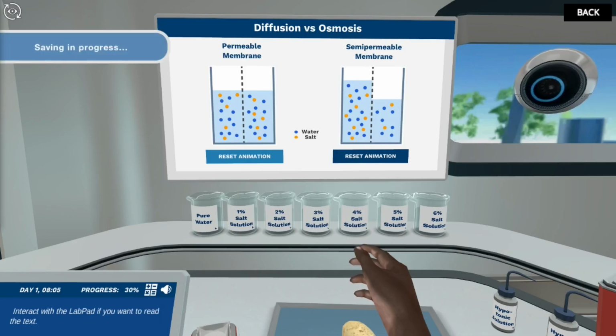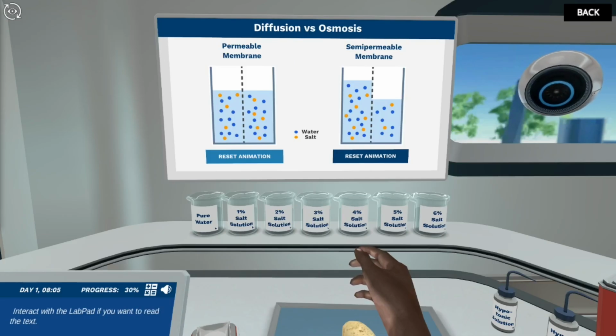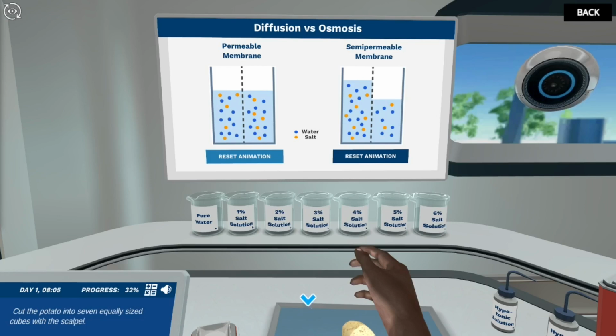Now let's study osmosis by using some potato cells. Potatoes consist of cells just like your red and white blood cells. Cut the potato into 7 equally sized cubes with the scalpel.